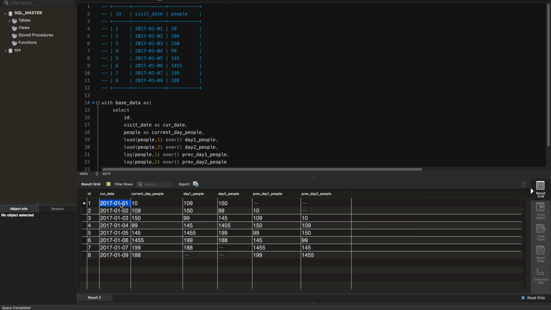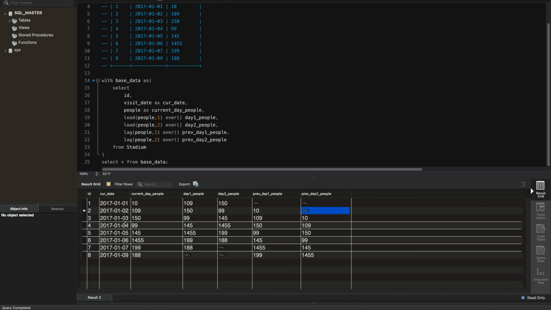Good. If you look at it, for this ID 1 and for this day, the current day number of people is 10, the next day it's 109, next to next it's 150, and previous 2 are null because this is the first row. For day 2, current day is 109, next day is 150, next to next day is 99, and previous day is 10 and previous to previous is null. The same goes for other rows as well.